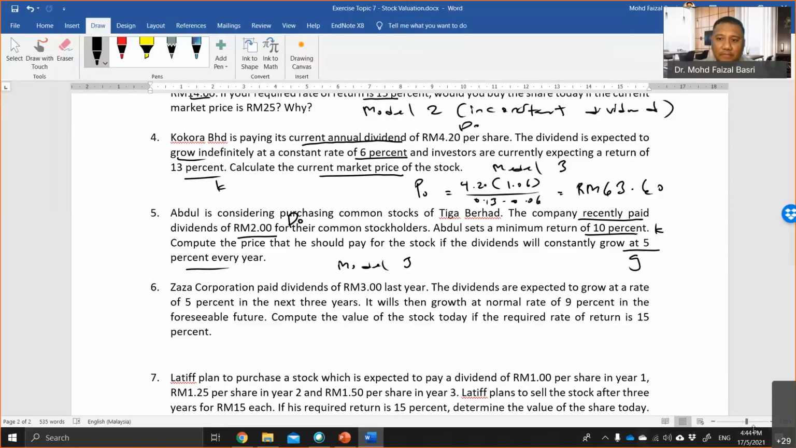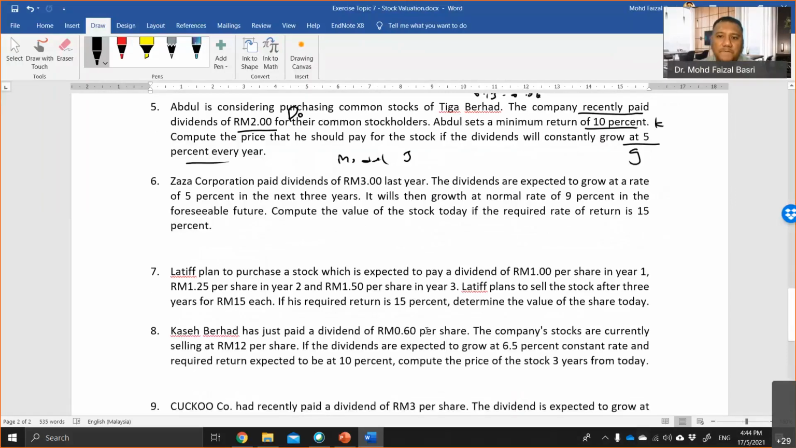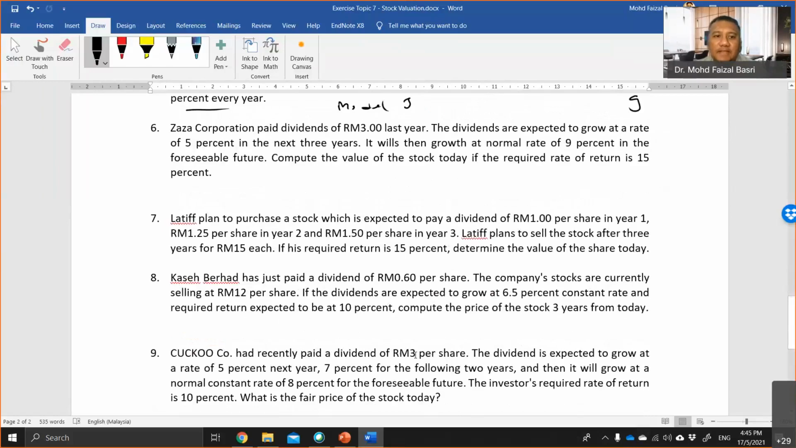Question 6. Zaza Corporation paid dividend of RM3 last year. So again, the dividend RM3 paid is your D0 because it's already paid. The dividend is expected to grow at 5% for the next 3 years, and then will grow at 9% in the following year onwards. So you see, we have 5% G and 9% G. So this is model 4, because we have more than one growth rate, 5% and then 9%. So automatically model number 4.